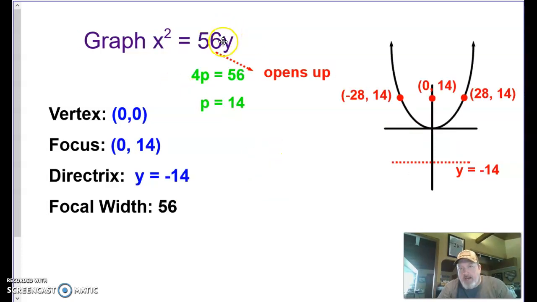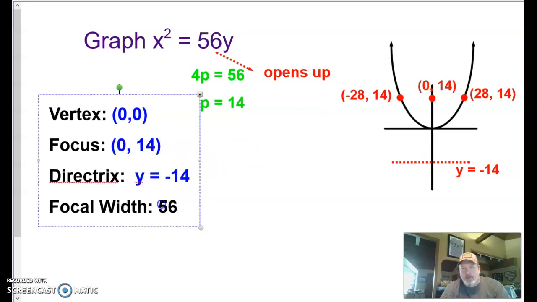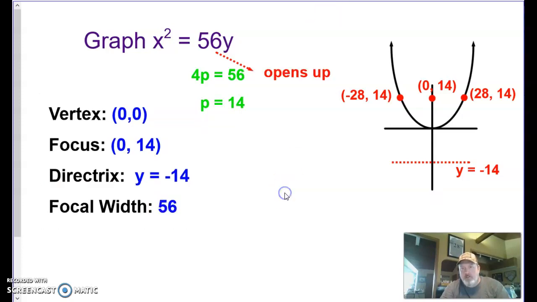Okay, x squared. This one's positive, going to open up. So if 4p is 56, p is 14. So you see the focus is 14 up. The directrix is 14 down. Focal width is 56, so 28 to the right, 28 to the left. And then here is our, again, vertex, always at 0, 0 today. Focus at 0, 14. Directrix at y equals negative 14, and our focal width is 56, which was straight from our equation.